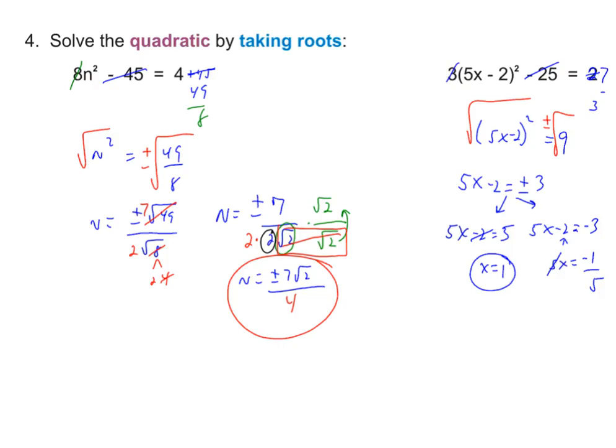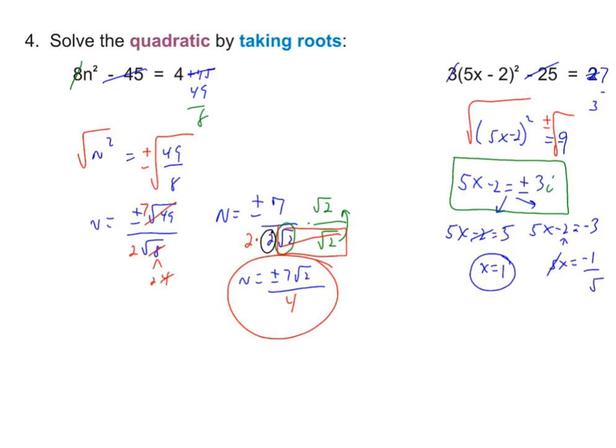And that's what you're looking to do. Hey, if this would have come up negative 9 here, right? Then this would be plus or minus 3i. And the only difference here is then you would have left it as a complex number.